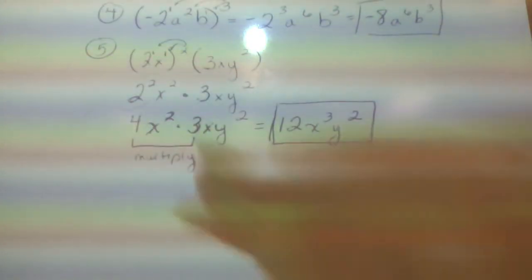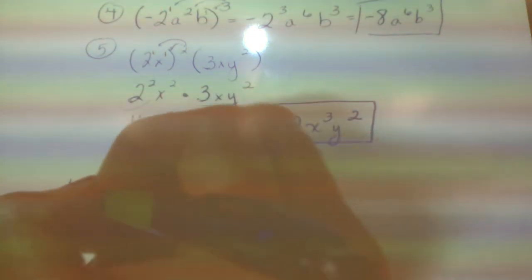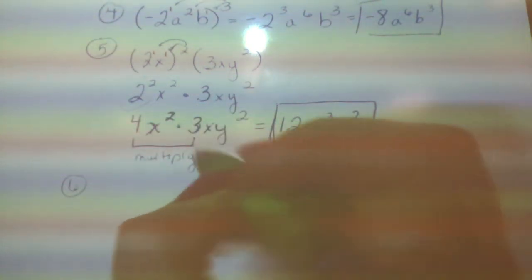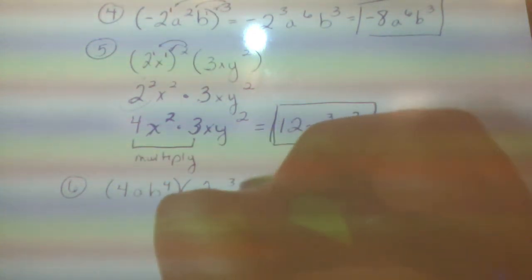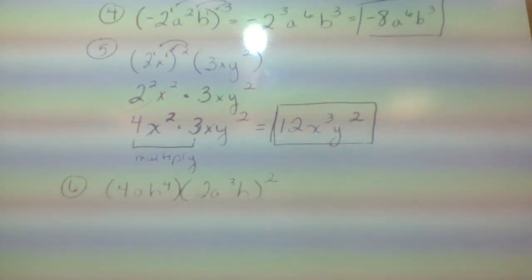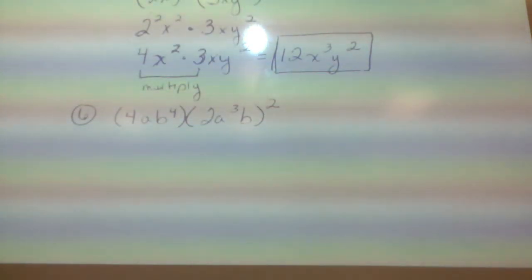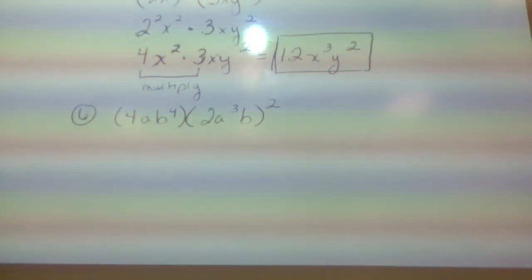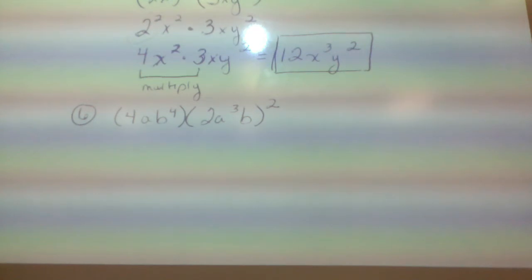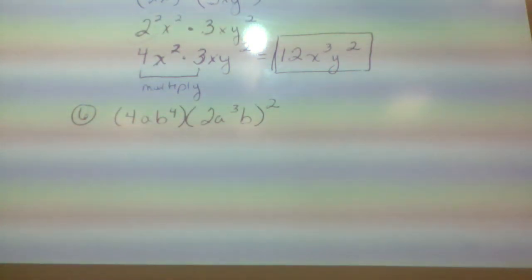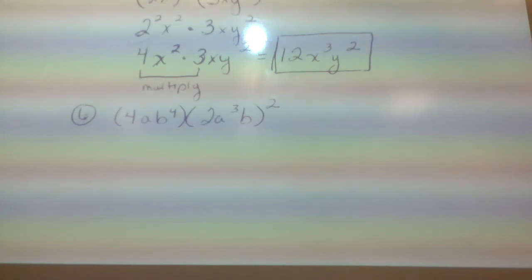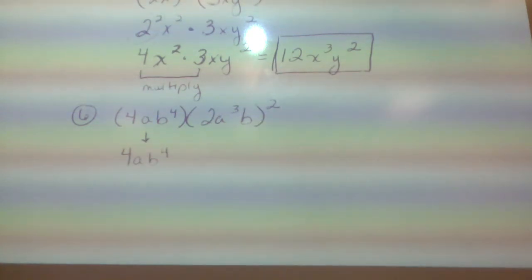We're going to go over one final problem. Let's take a look at number 6. We have 4ab to the 4th times 2a cubed b raised to the 2nd power. So for this problem, I still have 2 parentheses, but the exponent that's on the outside is on the 2nd parentheses. So that's where I'm going to begin. So that first parentheses I'm just going to bring down. I've got 4ab to the 4th.